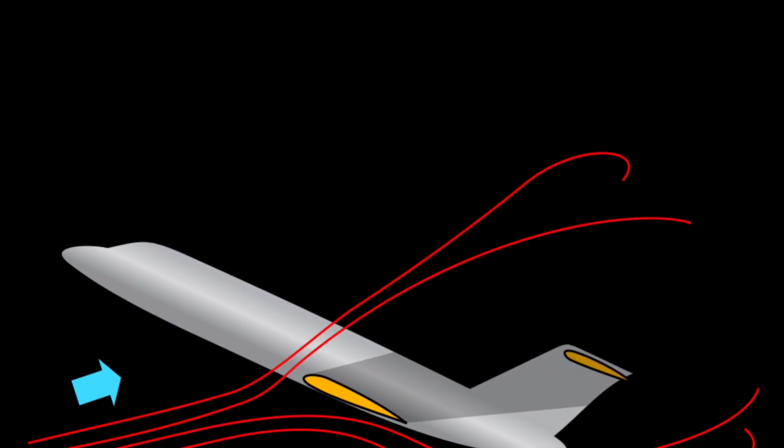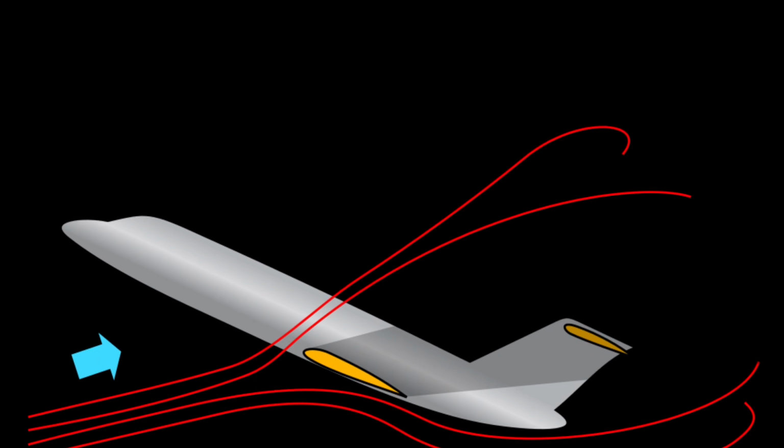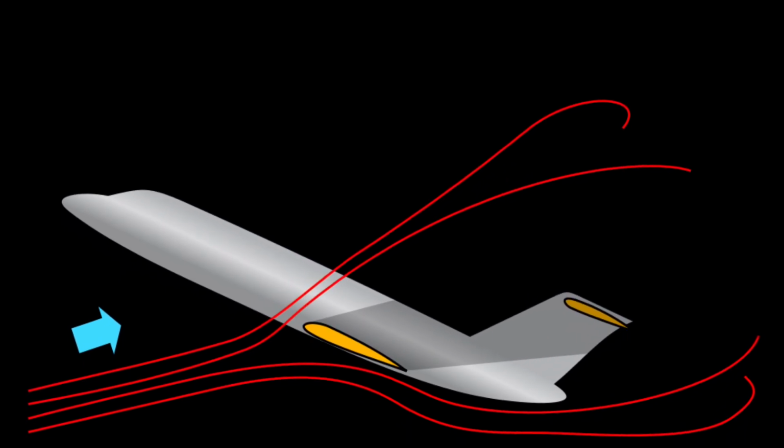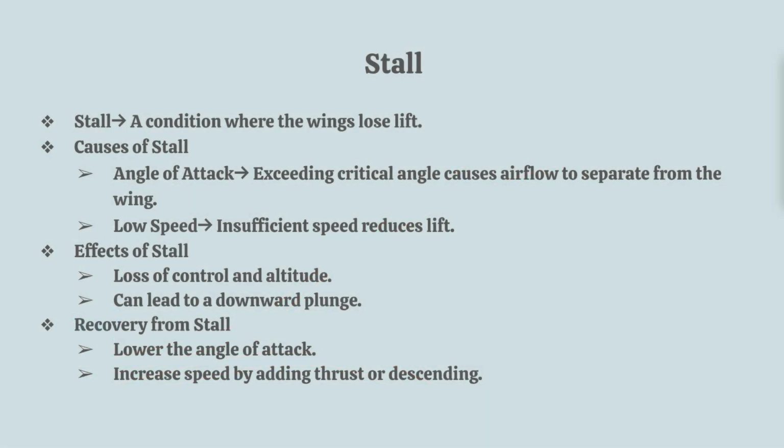The effects of a stall are serious, leading to loss of control and altitude, and in some cases, a downward plunge. To recover from a stall, the pilot must lower the angle of attack to restore smooth airflow over the wings and increase speed by adding thrust or gently descending to regain lift.